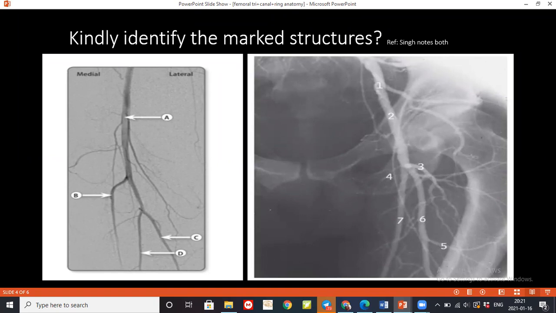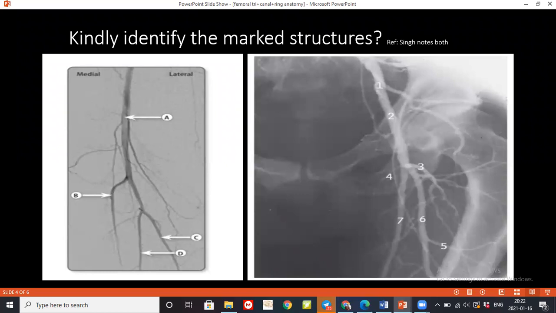What are you looking at? What's in front of you? This is a stereogram of the lower limb. Can you please identify the structures? This is medial, this is lateral. This is A, B, C, and D. A is the popliteal artery. B is the anterior tibial artery. And D is the peroneal. We have the tibioperoneal trunk, which gives D, the peroneal artery. And C, the posterior tibial artery.